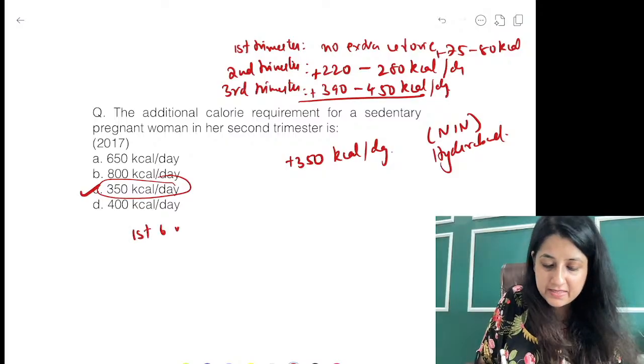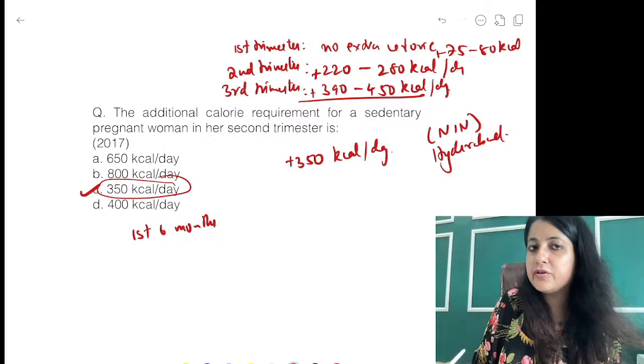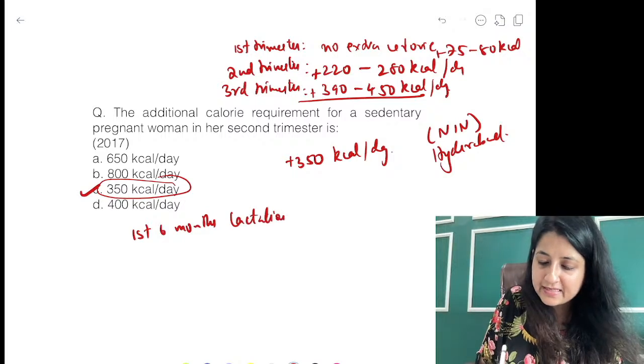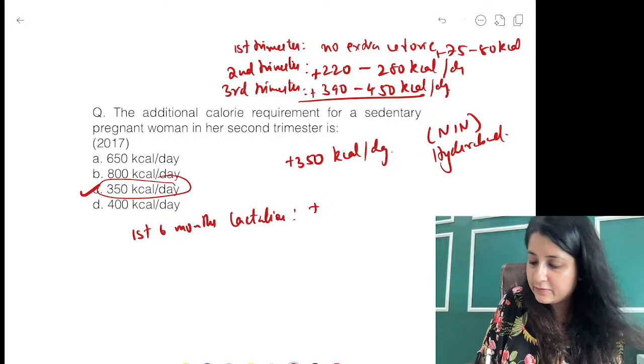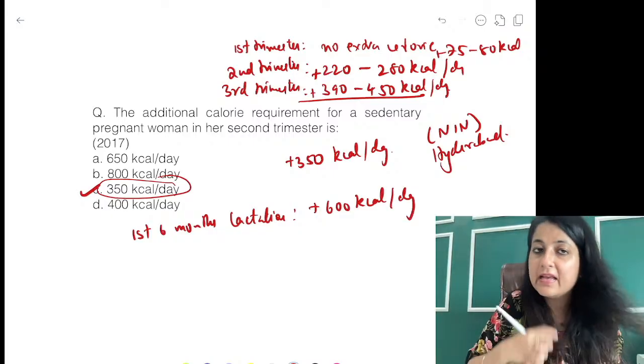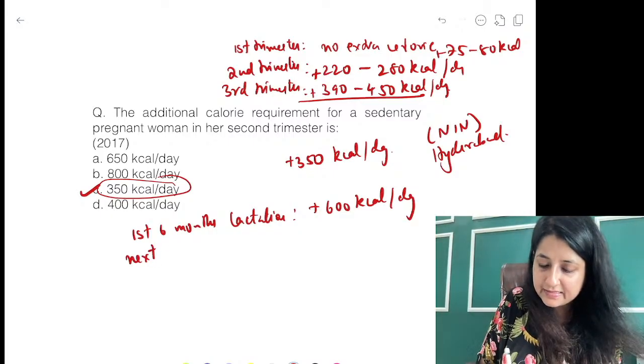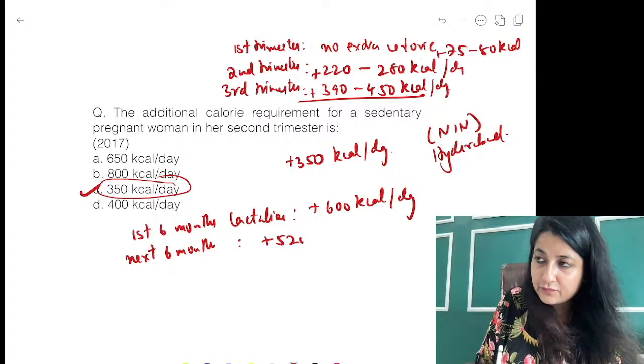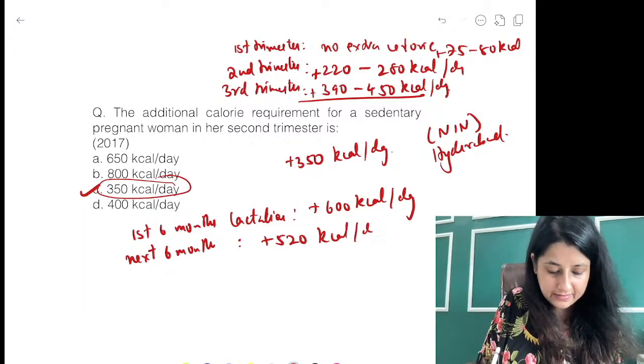First 6 months of lactation, how much additional calorie? First 6 months of lactation, it is plus 600 kilocalories per day. Next 6 months, how much? Plus 520 kilocalories per day.